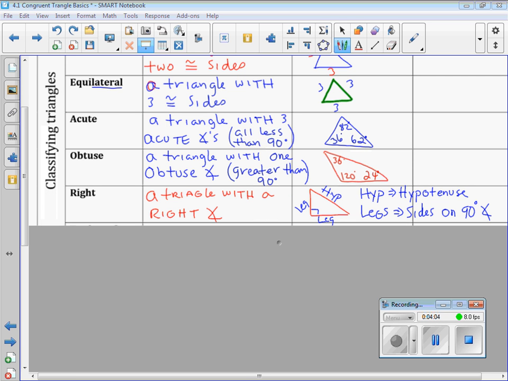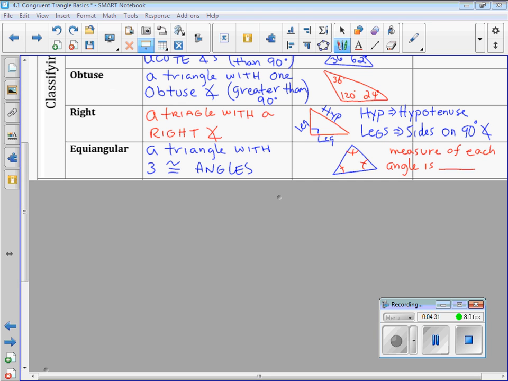Okay, right triangle, a triangle with a right angle in it. I have a right triangle drawn here. I have some important names for the sides of the triangle. If I look at the right angle, across from it is a side we will call the hypotenuse. And the 2 sides that wrap around the 90 are called legs.